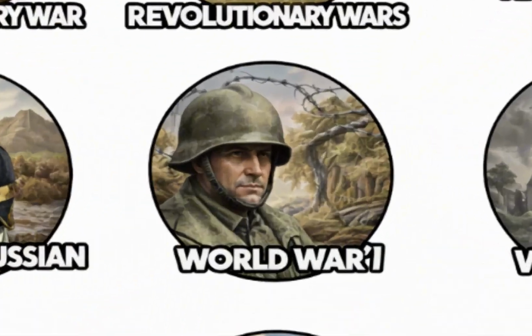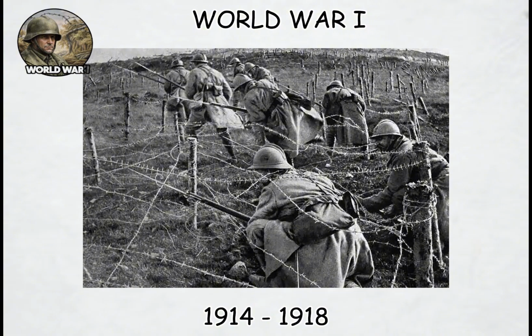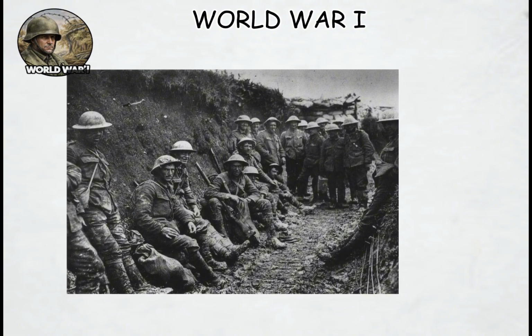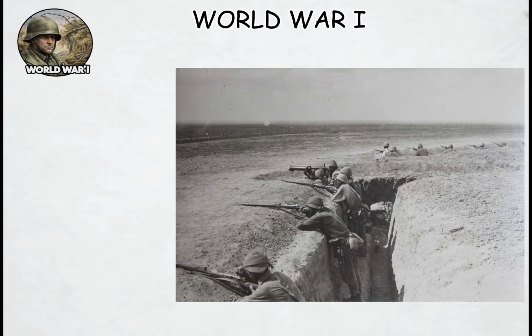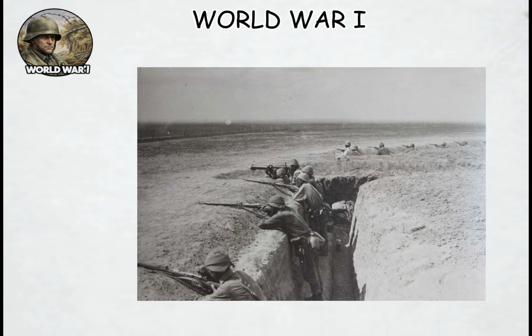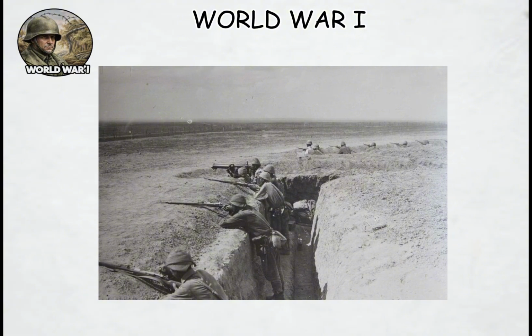World War I. World War I lasted from 1914 to 1918 and involved many of the world's major powers. It began after the assassination of Archduke Franz Ferdinand of Austria-Hungary triggered a chain reaction of alliances declaring war. Much of the fighting took place in long trench systems across Europe. New weapons like machine guns, tanks, and poison gas made the war extremely destructive.